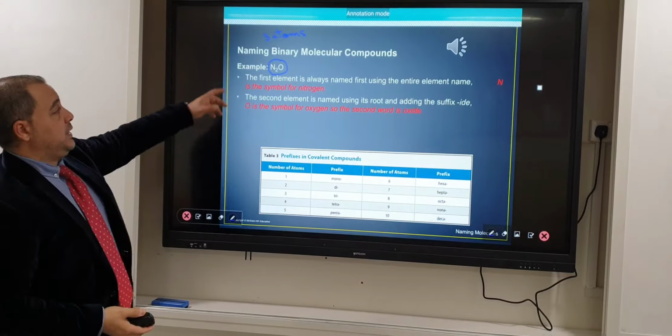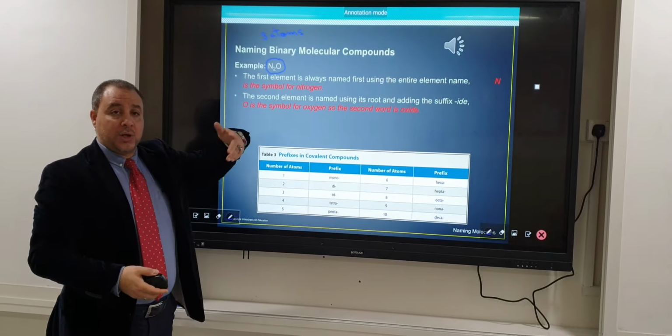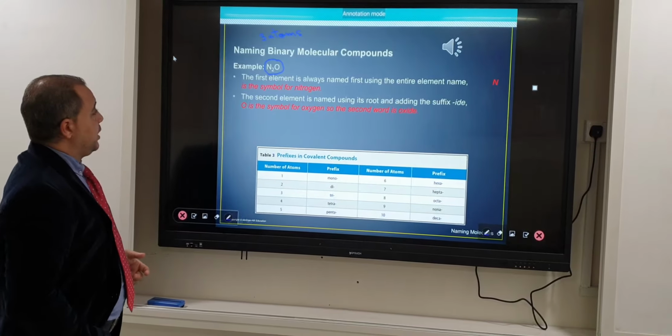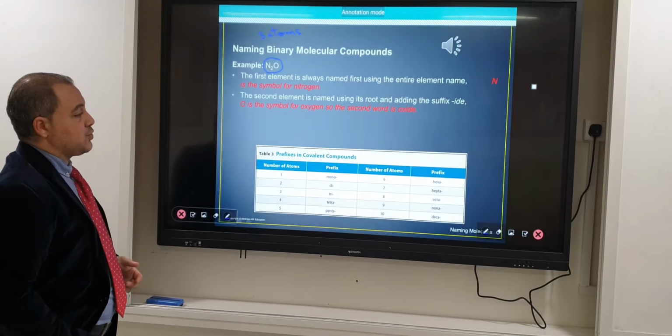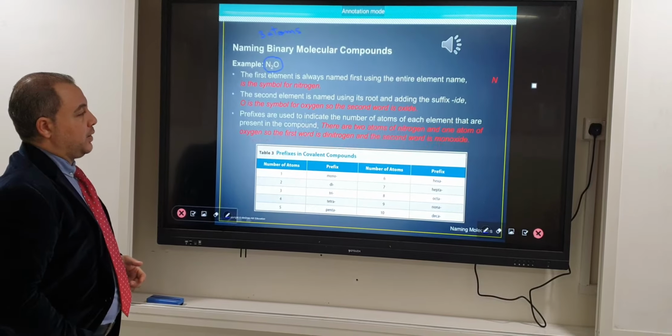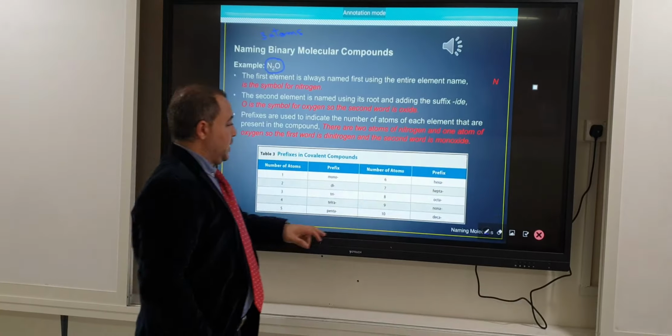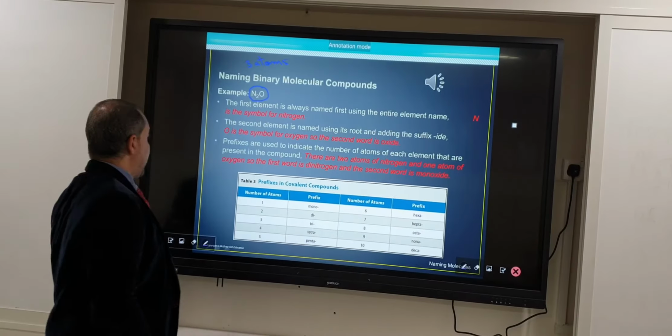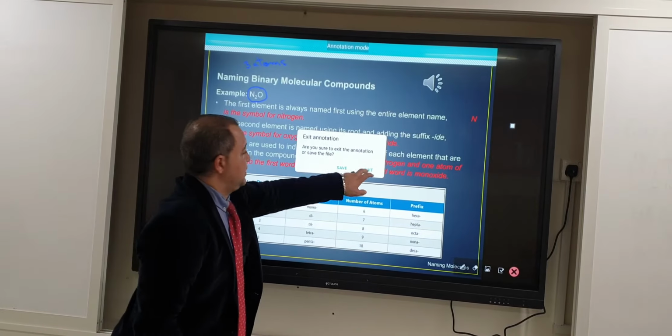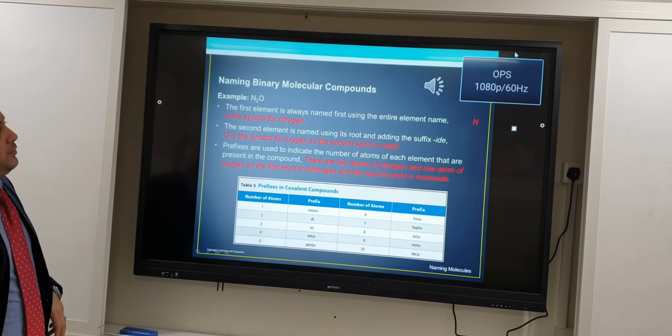So the di or mono or tri, what are the names of these? We are going to study the names of these. How can we write this? How can we write and know this element? Lesson first.